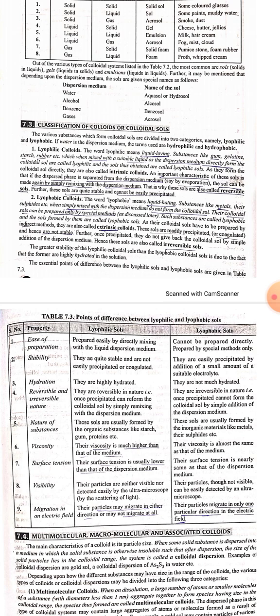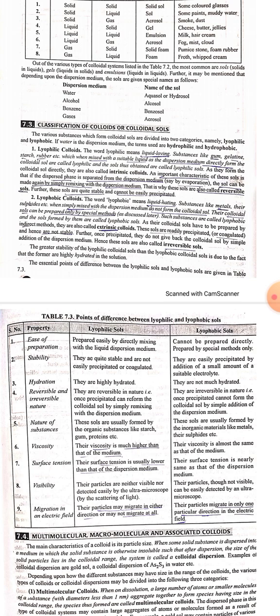The word lyophilic means liquid loving. Substances like gum, gelatin, starch, rubber, which when mixed with a suitable liquid as the dispersion medium directly form the colloidal sol, are called lyophilic, and the sols thus obtained are called lyophilic sols. As they form the colloidal sol directly, they are also called intrinsic colloids.